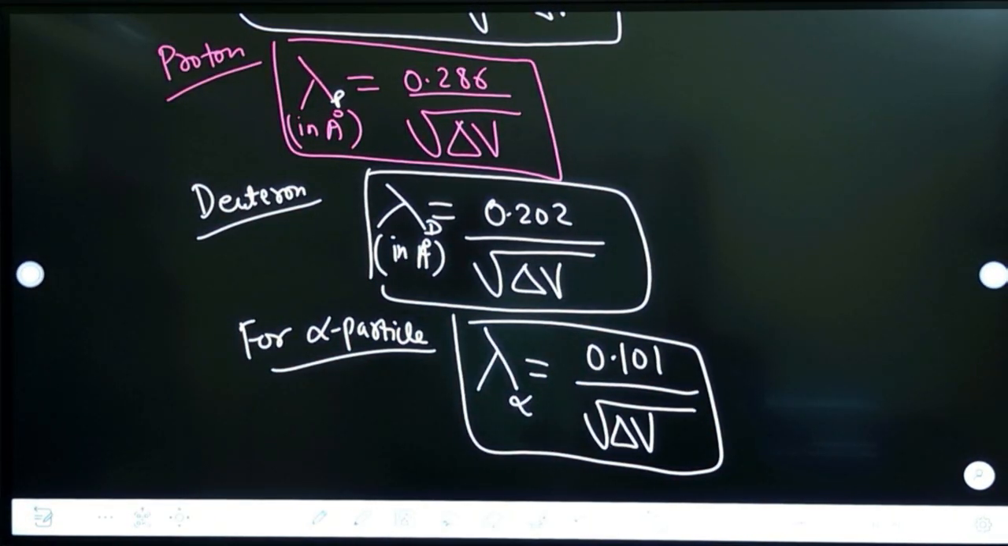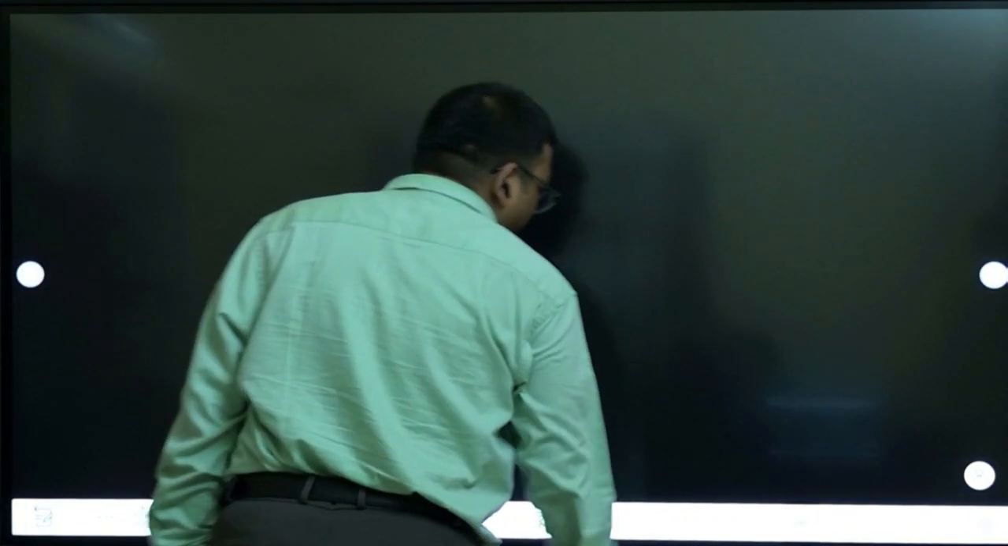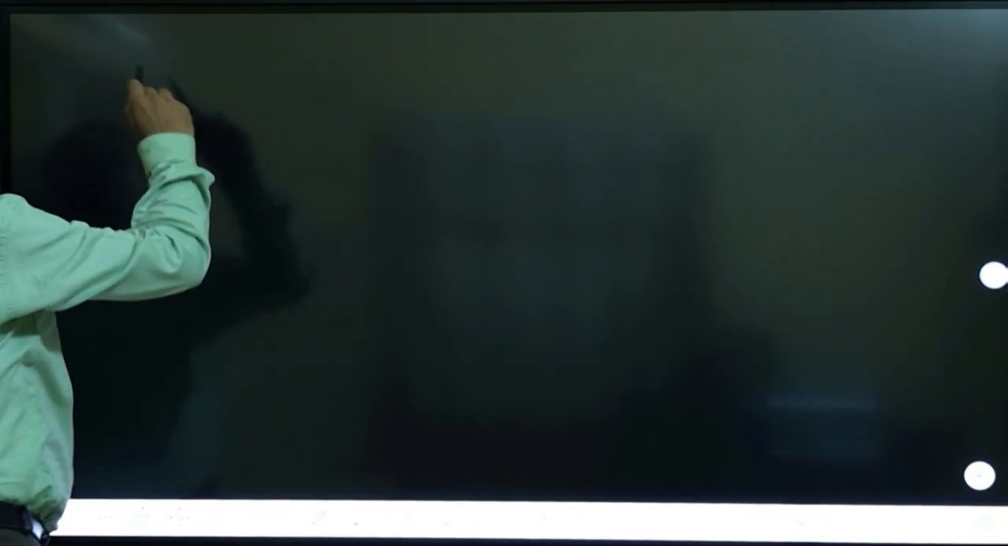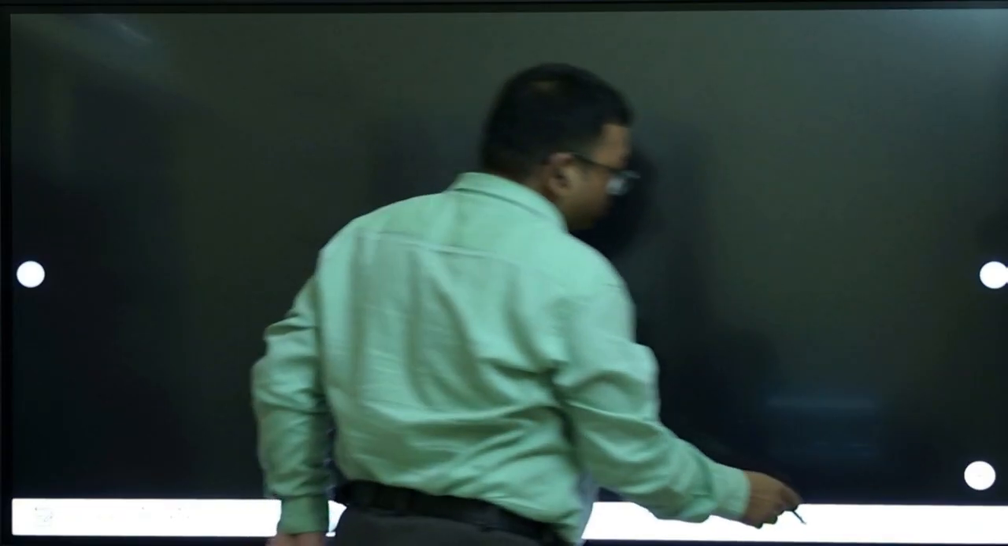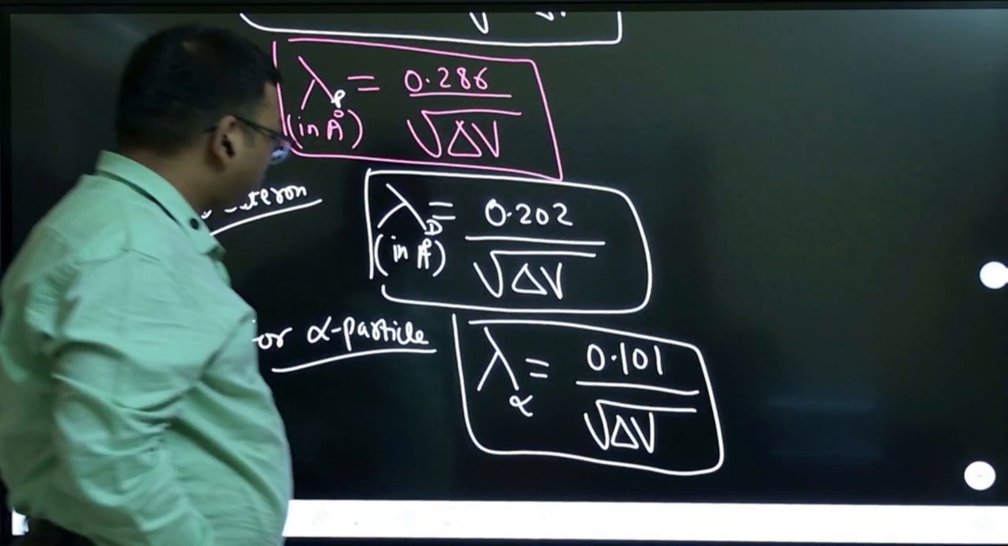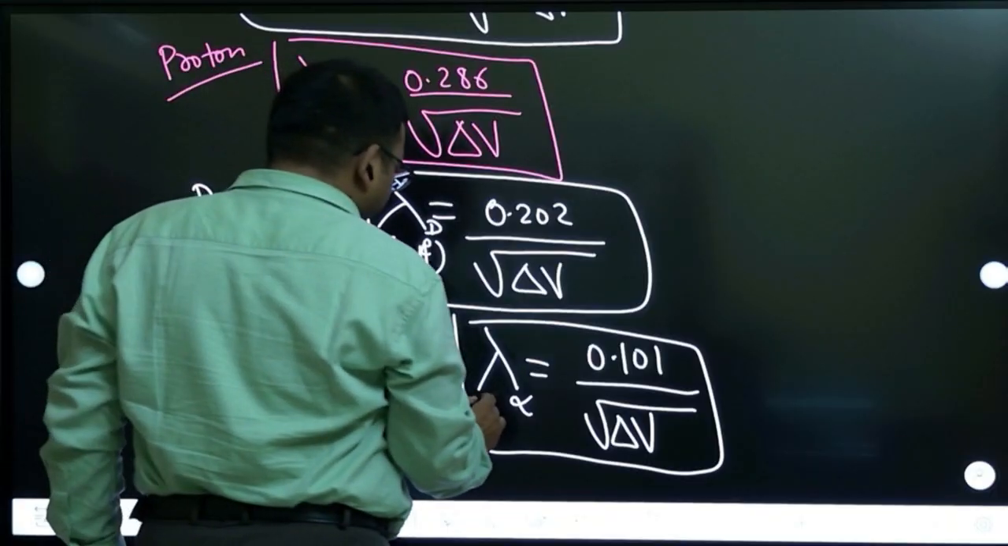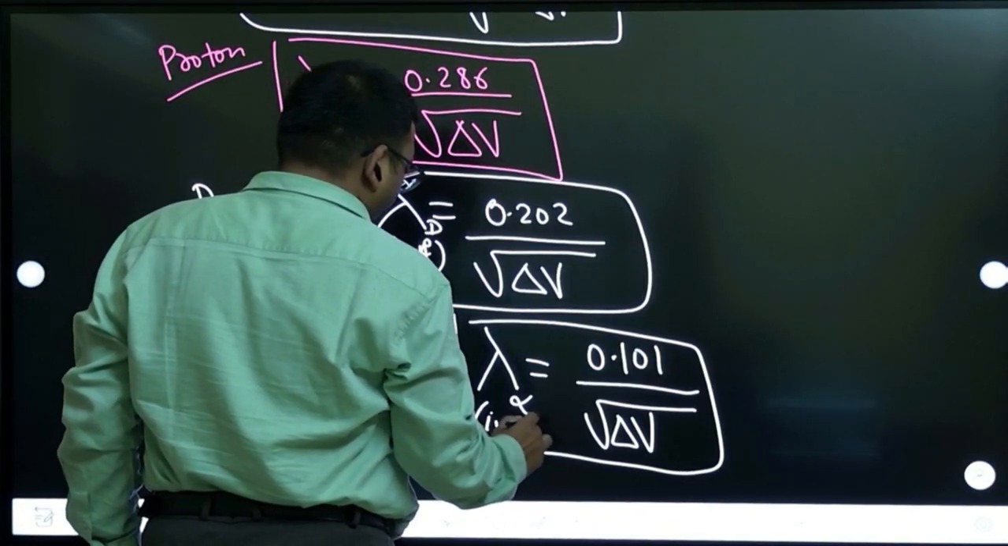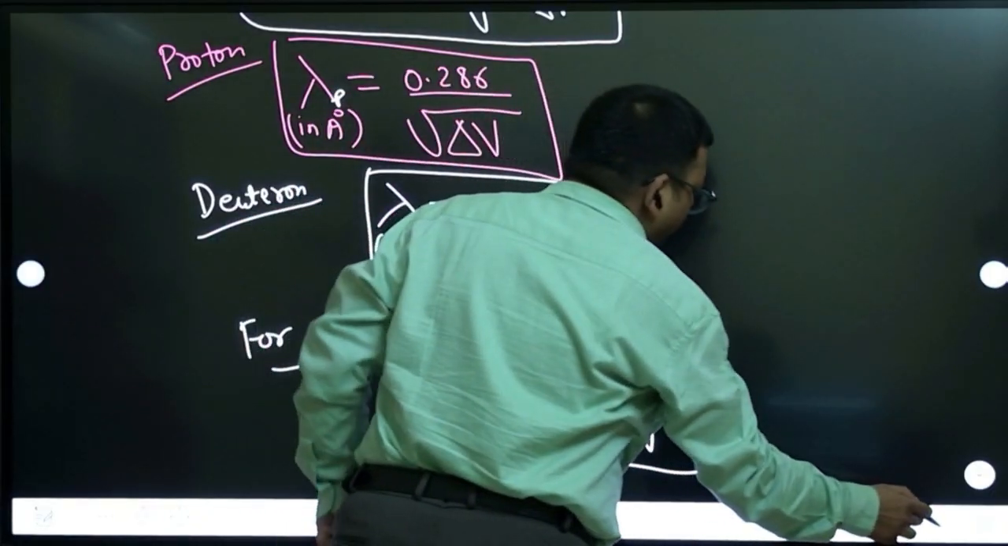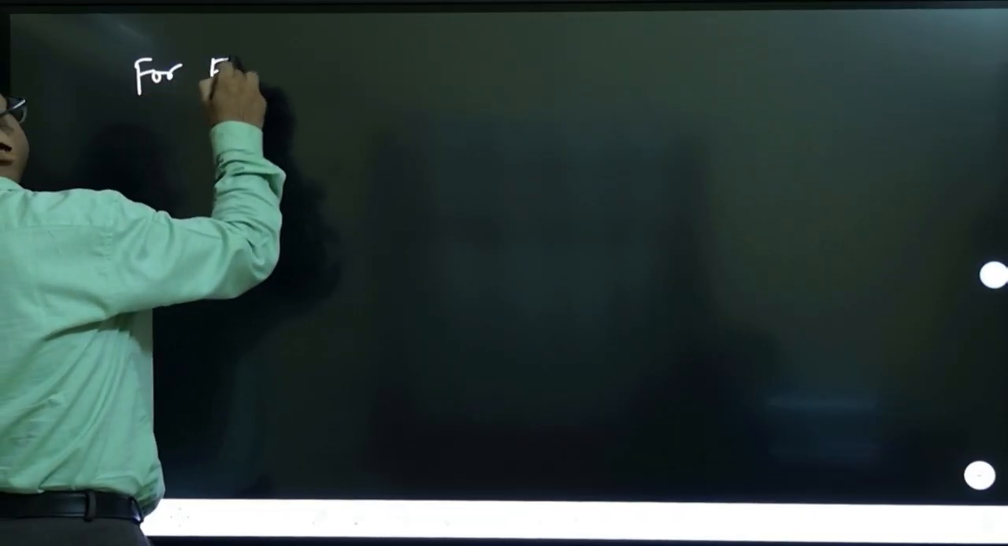Okay, then let's go next. What about electromagnetic waves? Let us write for electromagnetic waves. Lambda is in angstrom. For everything it is in angstrom.